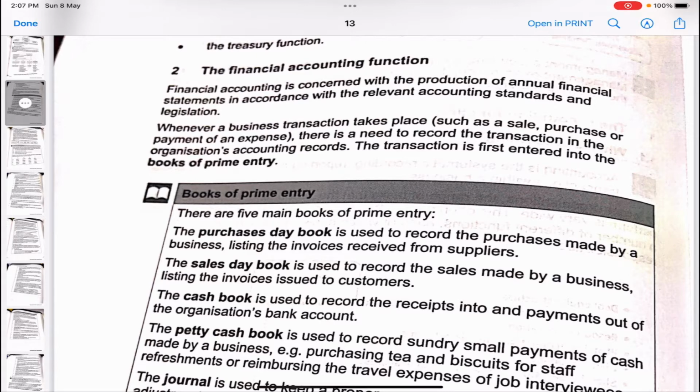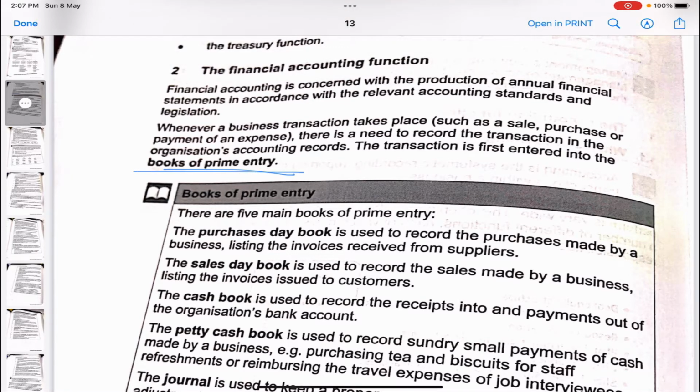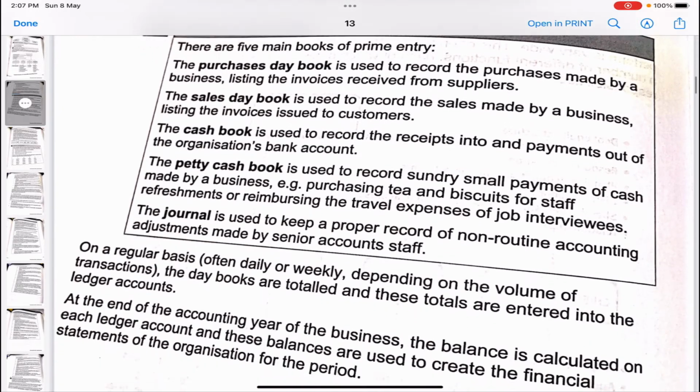Whenever a business transaction takes place, such as a sale, purchase, or payment of an expense, there is a need to record these transactions in the organization's accounting records. Before everything, the first step is to record the transactions in the books of prime entry. So what are the books of prime entry? Let's first see what they are.